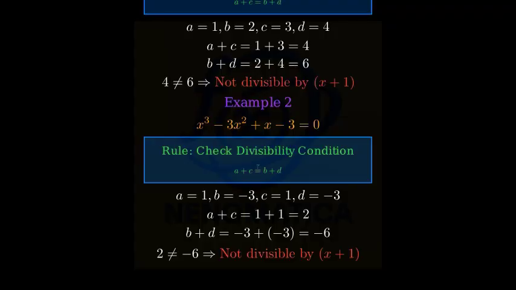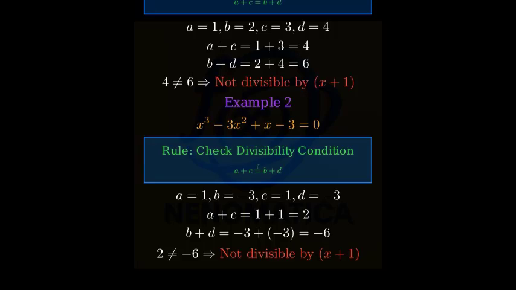So, a plus c equals 1 plus 1, which is 2, and b plus d equals negative 3 plus negative 3, which is negative 6. Since 2 is not equal to negative 6, this polynomial is also not divisible by x plus 1. Let's try one more example where the condition is satisfied.